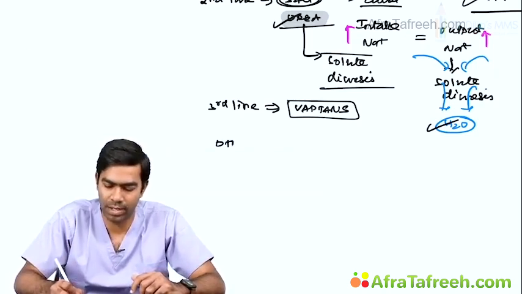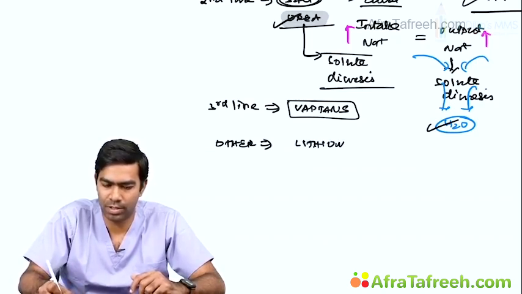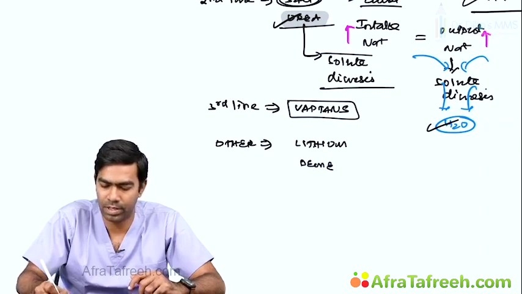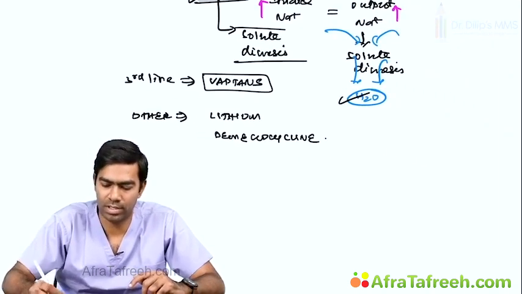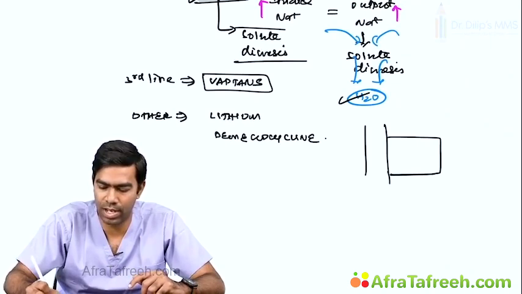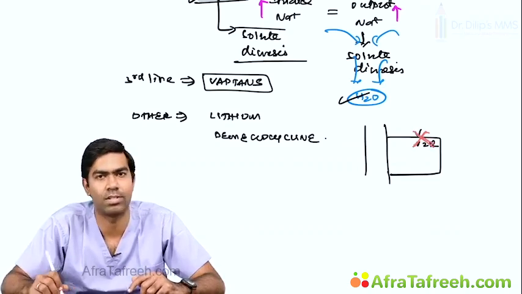Then other therapies which are not used nowadays are lithium and demeclocycline. These are the other therapies that we don't really use in the current era. Because what lithium and demeclocycline do is damage the V2 receptors on the basolateral side.